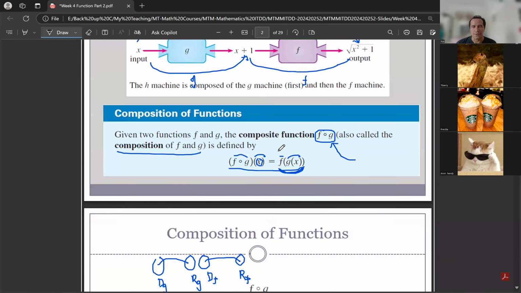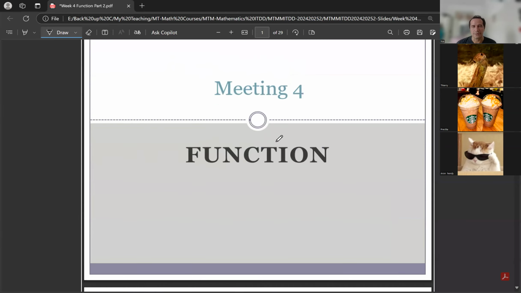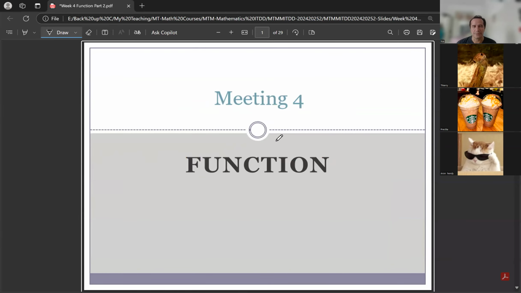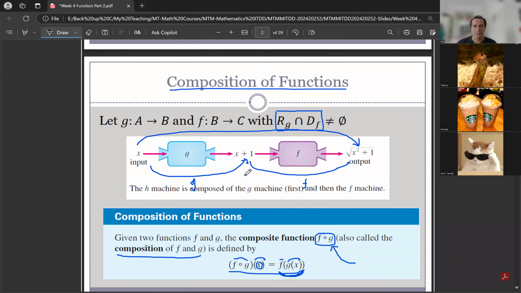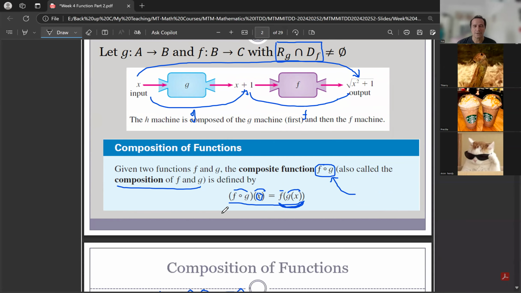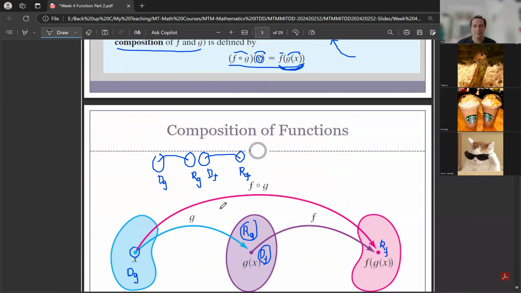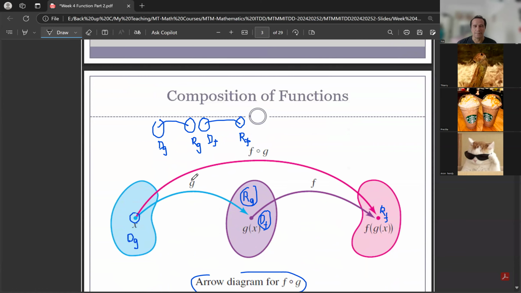I will review some topics we have discussed today. We talk about composition of function. Composition of function means that we have more than one function. We read from the left to the right.